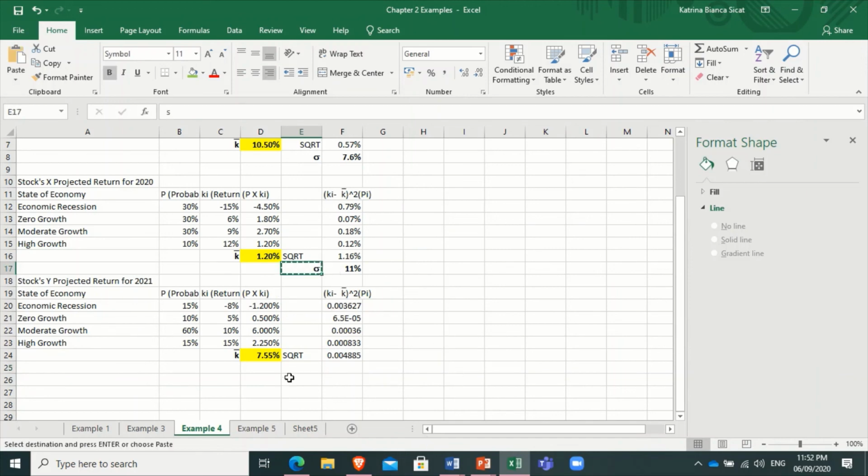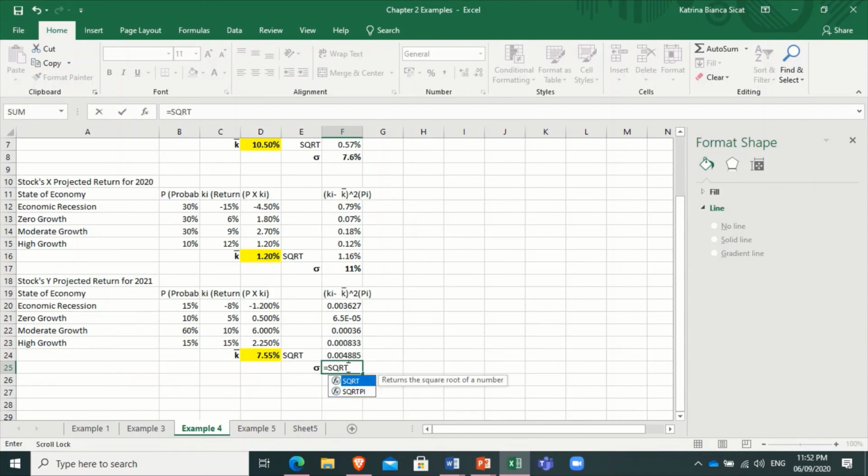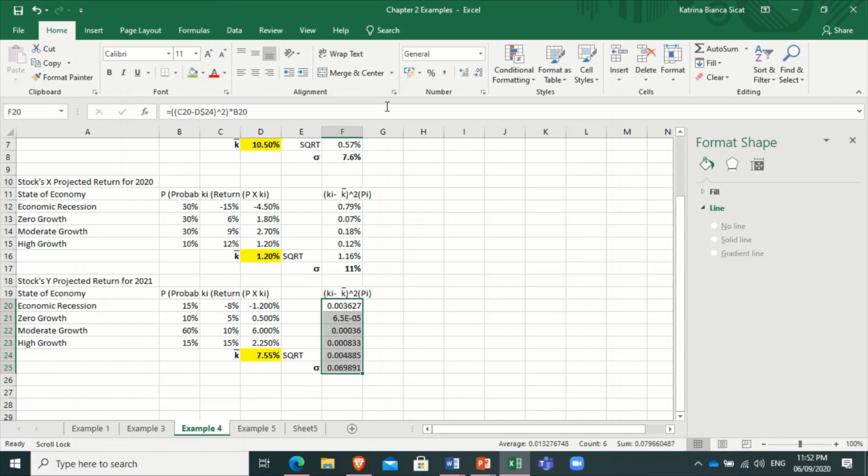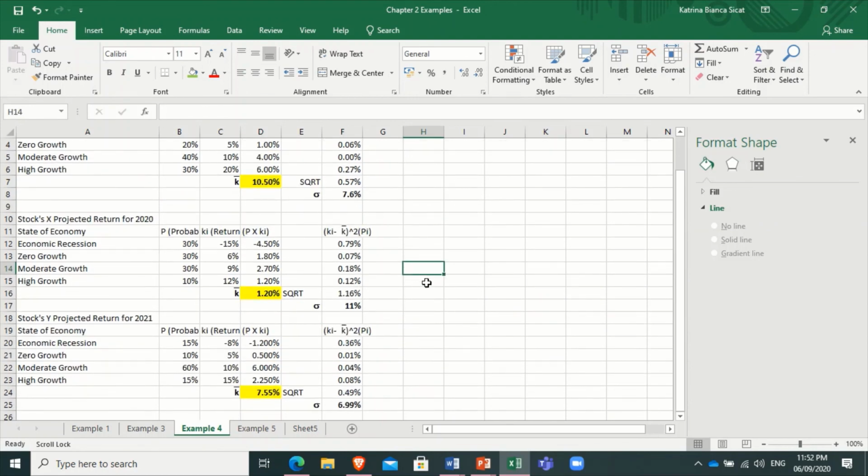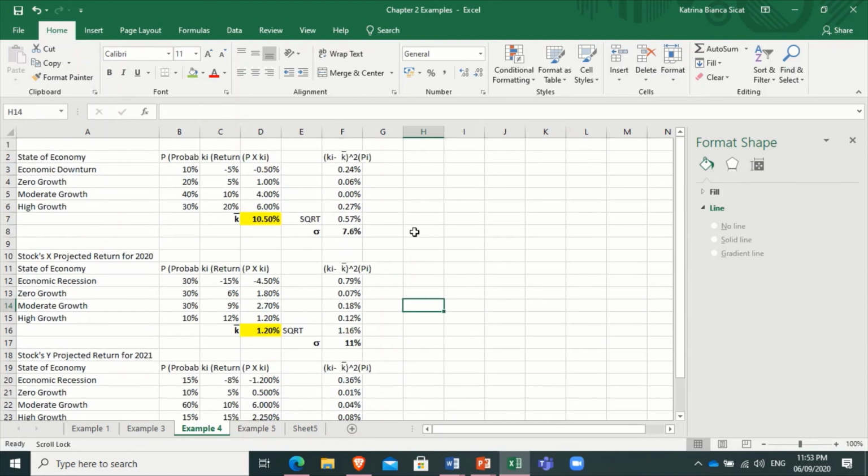Okay, copy lang natin yung ating symbol dito na sigma. Equals square root. Ayan. Enter. Tapos gawin natin percent. Right. Extend the decimal place to two decimal places. So the answer is 6.99% or 7%. Okay. Now, how do we make sense of our answer dito sa standard deviation?